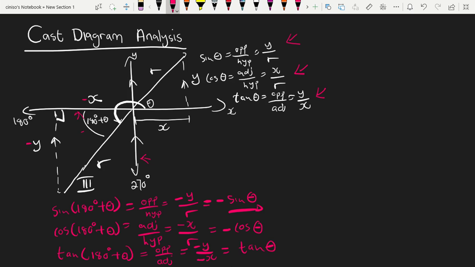The next one, we're going to focus on 360 minus theta.